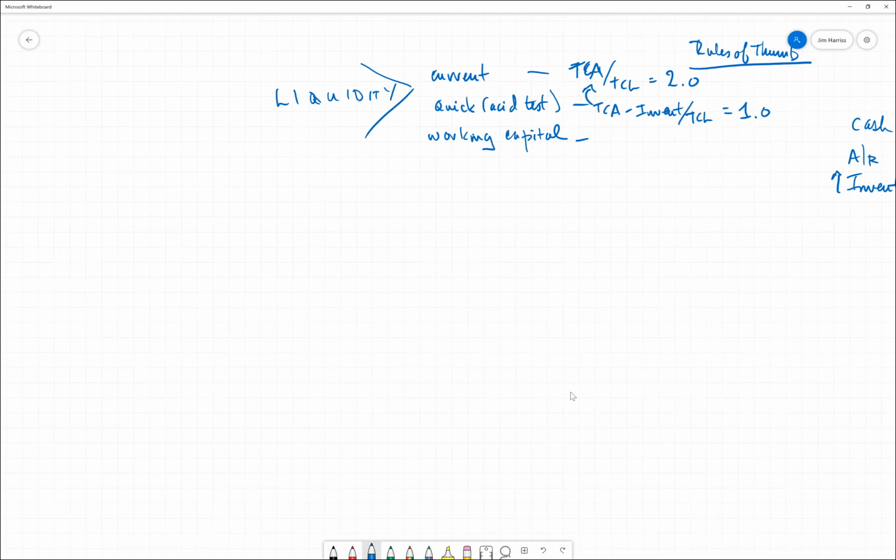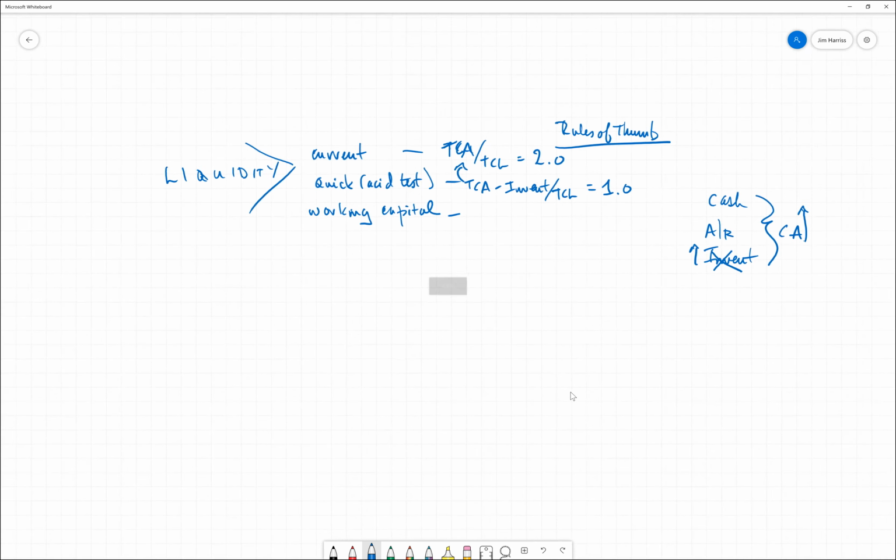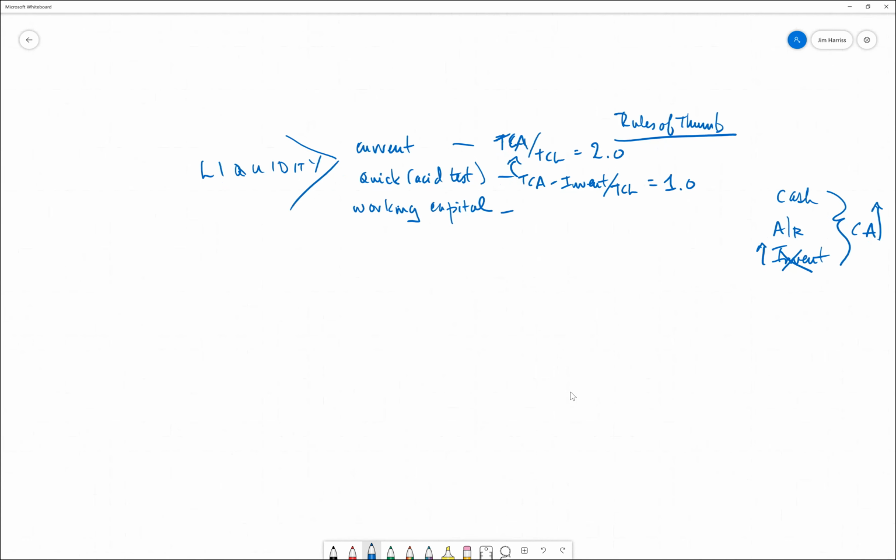So what you do is check the current ratio with a quick ratio. If we delete inventory, what's left? Cash and accounts receivable. So cash and accounts receivable should be 1-to-1, your current assets compared to your current liabilities.